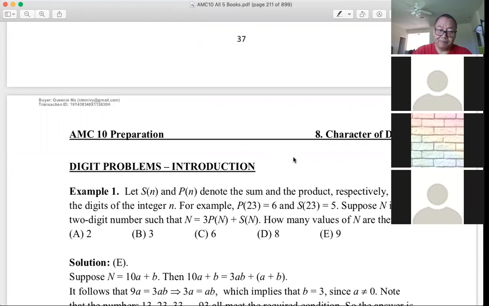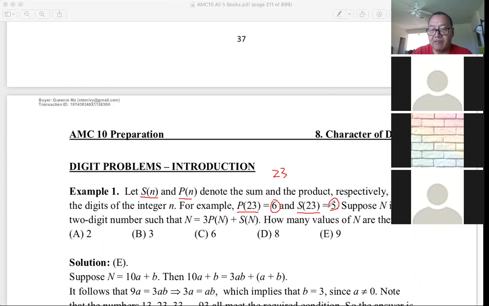See here, first you need to understand what is Sn, what is Pn. Here they give you an example. Suppose you have number 23. P23, that means the digit 2 times 3, you get 6. S23, that means the sum of these two digits, 2 and 3, then you get 5.